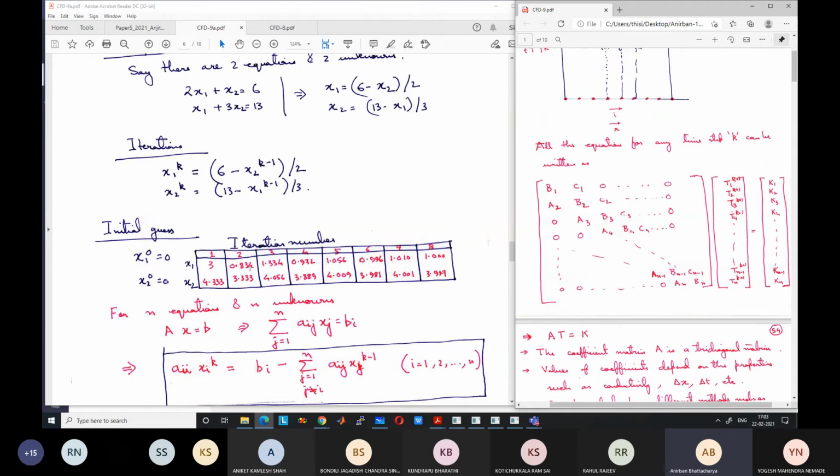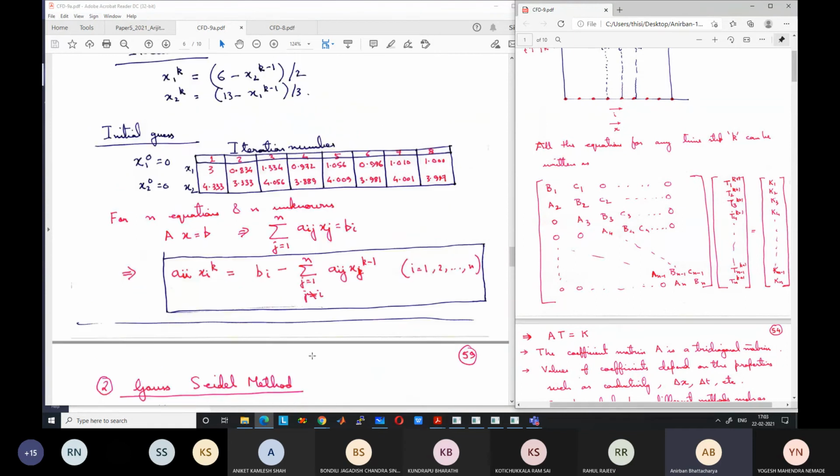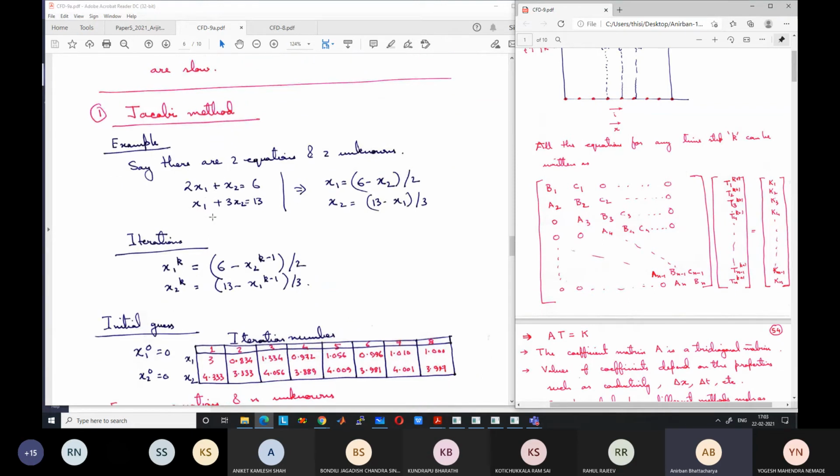So, otherwise, if you converge to a solution, it should be the correct solution. Okay. So this is known as the Jacobi method. We can improve this method somewhat just by a slight modification. A small modification can improve the convergence rate drastically.